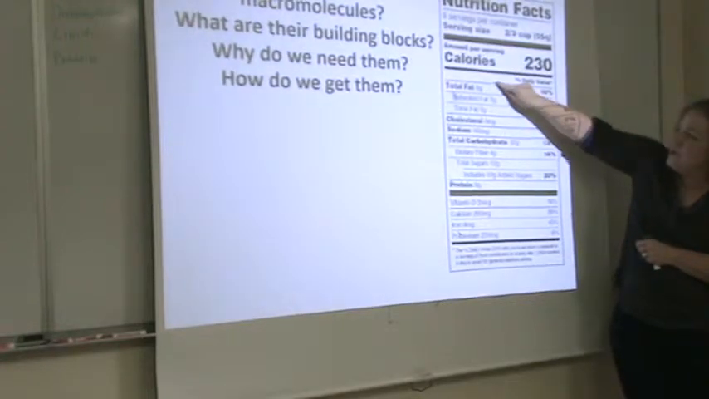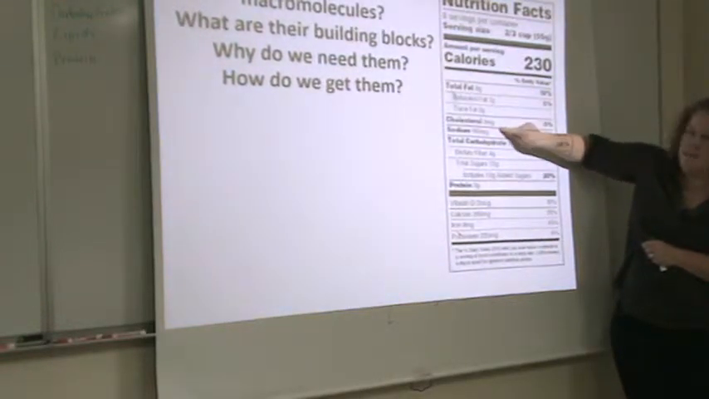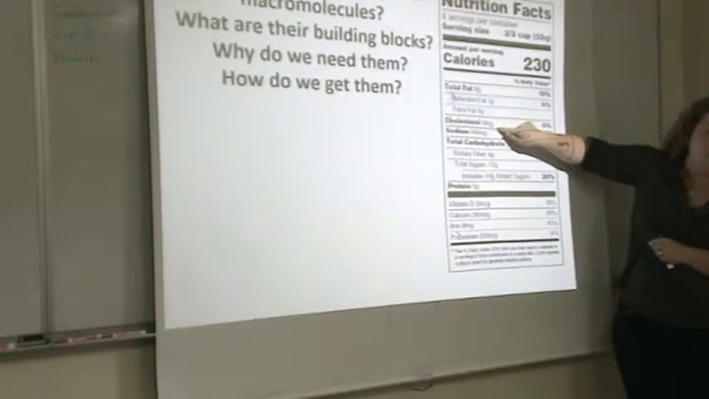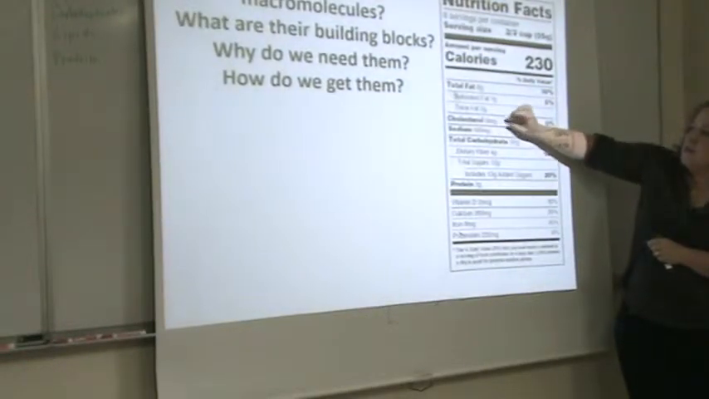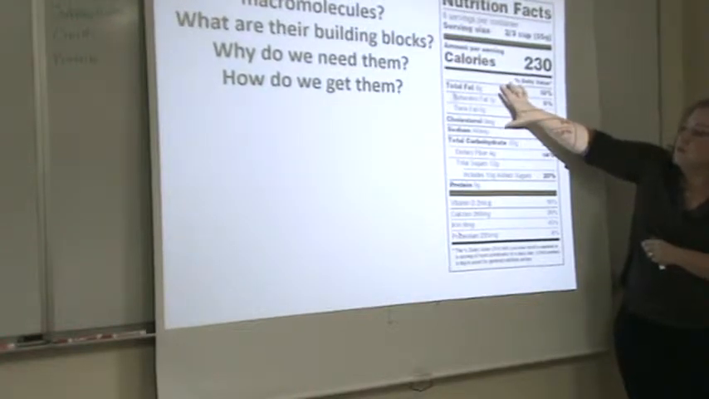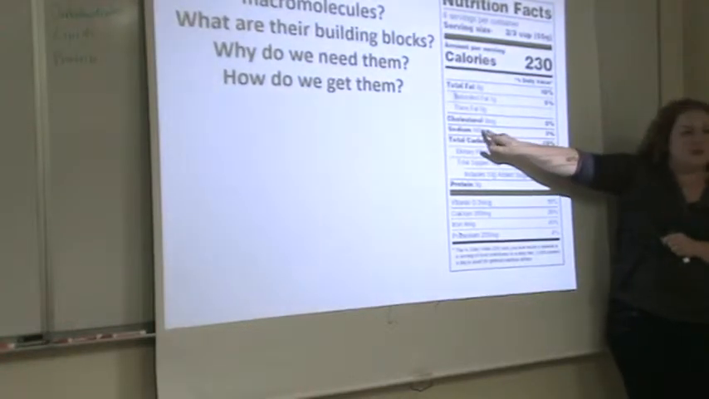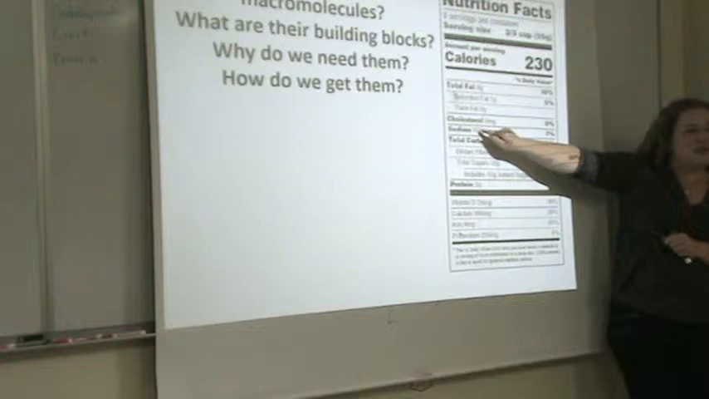This group right here, if you've got slides, you could write, these are all lipids together. Total fat, including saturated and trans. Cholesterol is technically a lipid too. They put sodium on its own. That's odd? It's not. That's how important sodium is in your body.